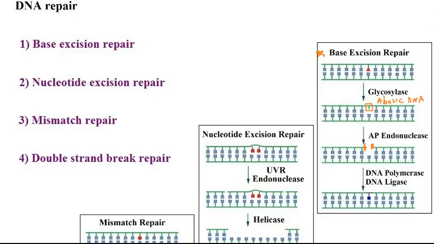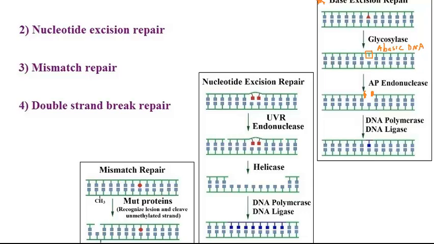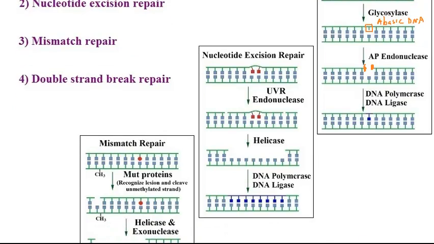The next, a little more complicated mechanism is nucleotide excision repair, which uses as many as 30 different proteins in order to carry out this process. So what happens with UV radiation is that it will cause formation of pyrimidine dimers. So pyrimidine dimers are formed from exposure to UV light. Now, the job of the nucleotide excision repair is to remove these pyrimidine dimers.